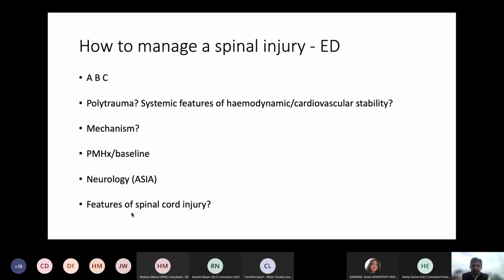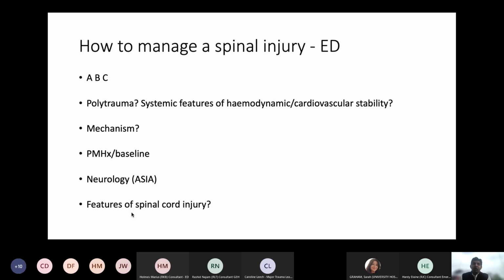So simple principles, really important, how to manage a spinal injury in the emergency department. It's all about your ABC always. One of the important things I think to remember is whether or not it's part of the polytrauma, if the patient's had multiple injuries, and if they have any systemic features of hemodynamic or cardiovascular instability.